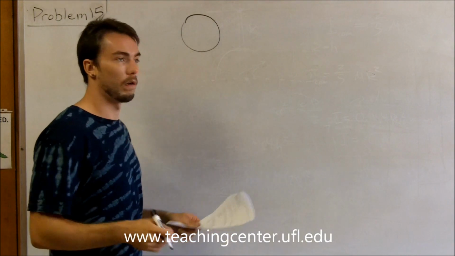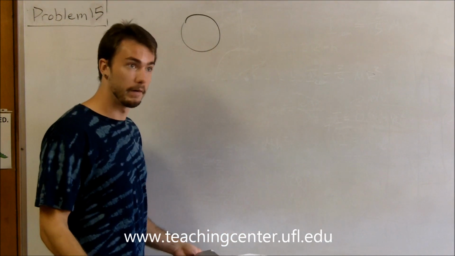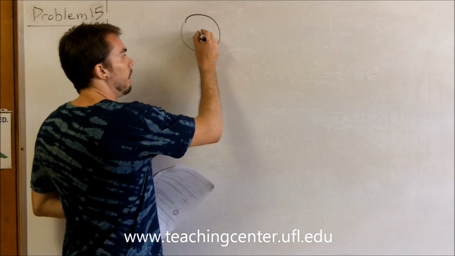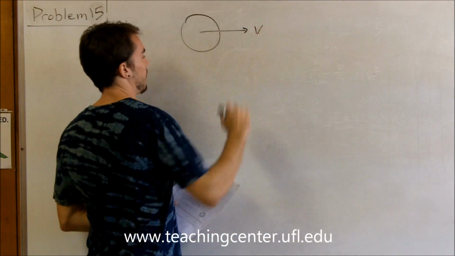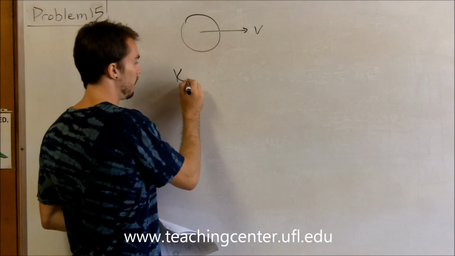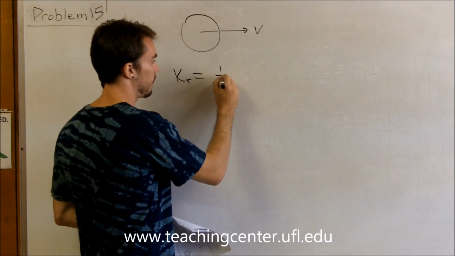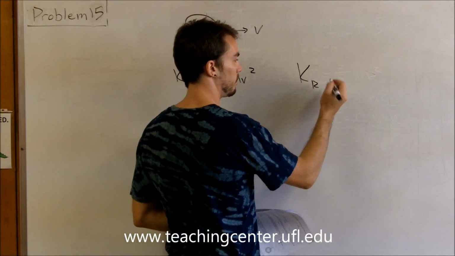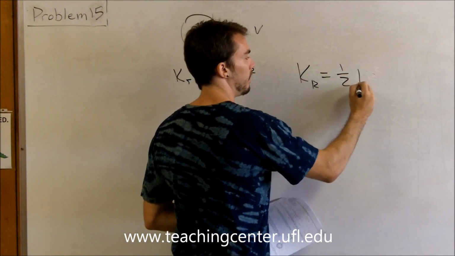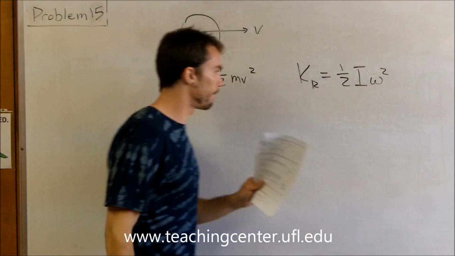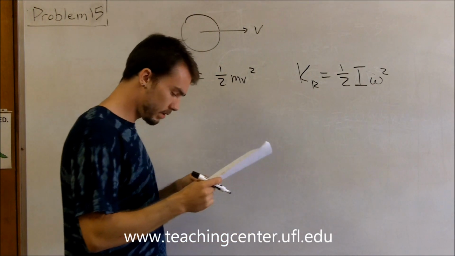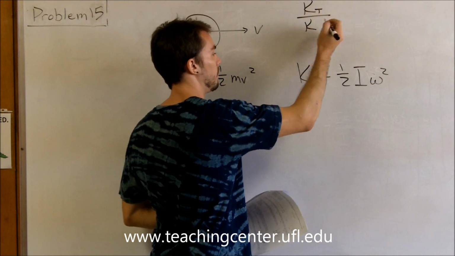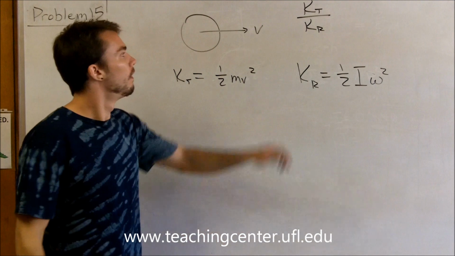Without slipping means all our rotational formulas work perfectly. We don't have to worry about anything funky or fancy going on in those formulas. So we know it's moving at some velocity. Our formula for translational kinetic energy is 1/2 mv squared, and our formula for rotational kinetic energy is 1/2 I omega squared. Now, what they want is simply the ratio of the translational to the rotational. So this is what they want.